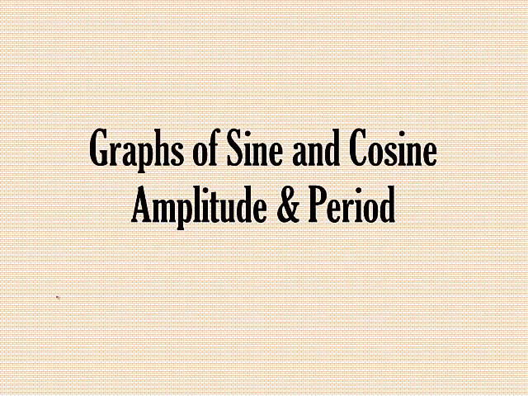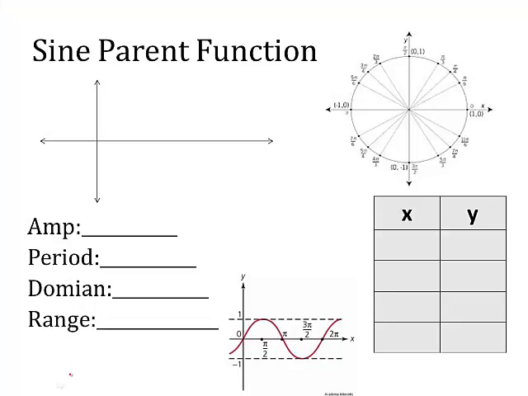Alright, this video is about how to graph a sine and a cosine graph, specifically looking at its amplitude and its period, which I know you don't know what that means yet, but you will. Alright, so new parent functions. Just like you learned parent functions in Algebra 1, Algebra 2, we're adding two new parent functions to it, and they come from the unit circle.